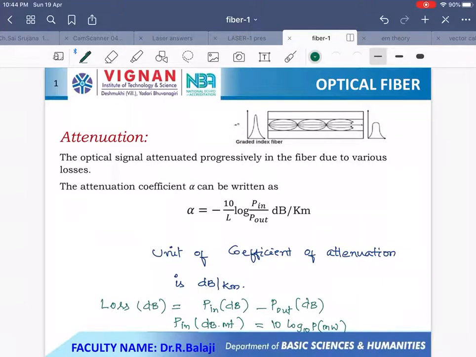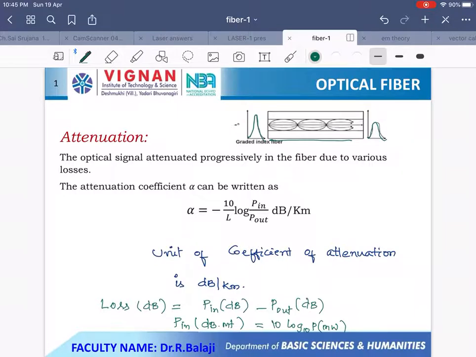Generally, when the signal passes through the optical fiber, due to the various losses, the signal changes. Suppose when you are observing this diagram, this is the sending signal. After traveling through the optical fiber, it changes due to various losses. This is called attenuation. So attenuation is the change in signal when it passes through the optical fiber. So the optical signal is attenuated progressively in the fiber due to various losses.